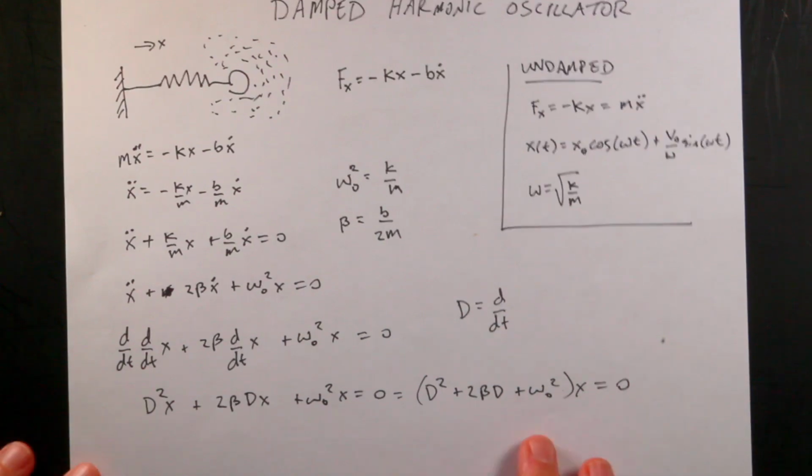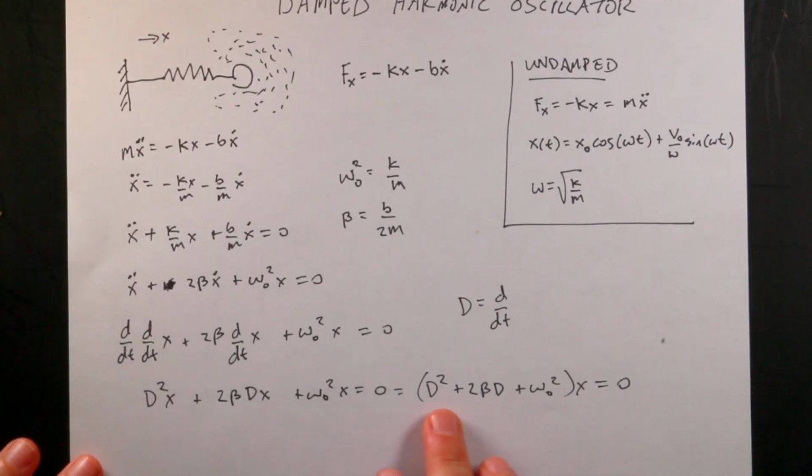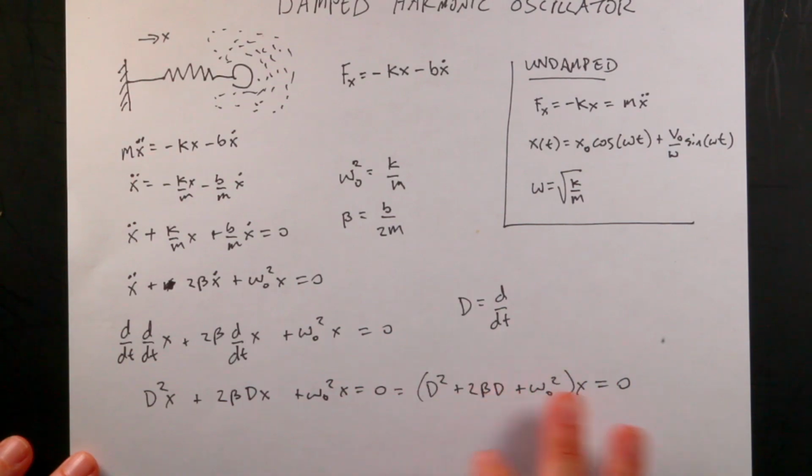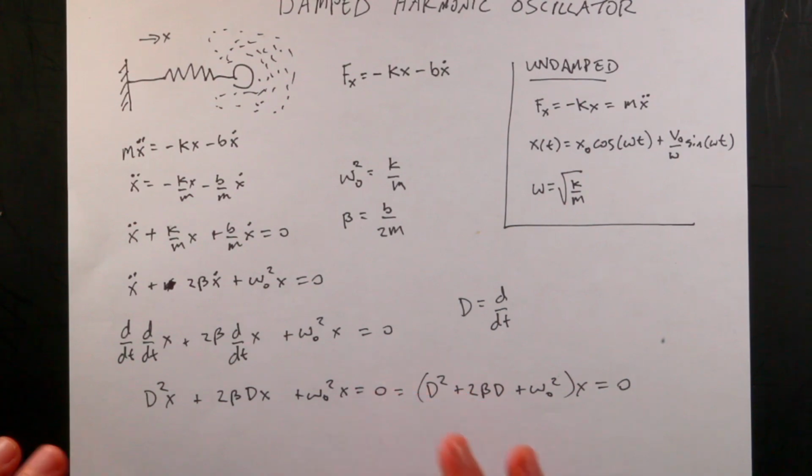So, I mean, the solution here is that I don't want x equal to 0. I want this operator to be 0, which makes a little sense because it's not actually going to be equal to 0. But if this term were 0, then this equation would work. And d is the derivative operator.